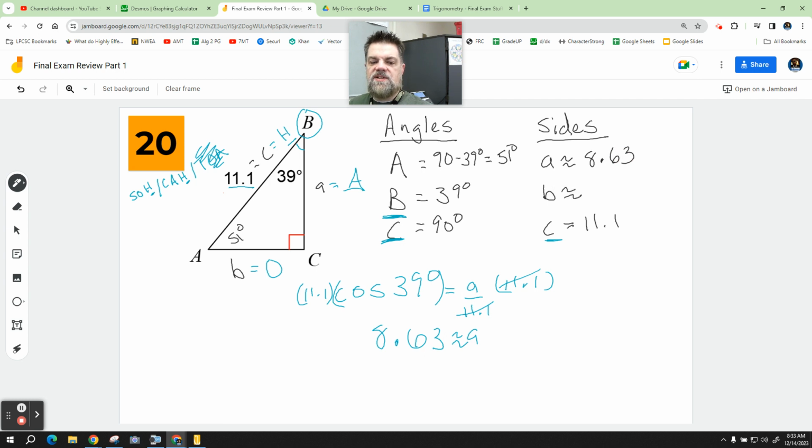Now to solve for b. b is the opposite, so I've got to do the same thing, except now I'm going to say sine. Sine of 39 degrees should be equal to the opposite, which is lowercase b, all over the hypotenuse, which is 11.1. So b is 11.1 times sine of 39 degrees. I know the bell's going to ring soon. Let's plug it in the calculator and go.